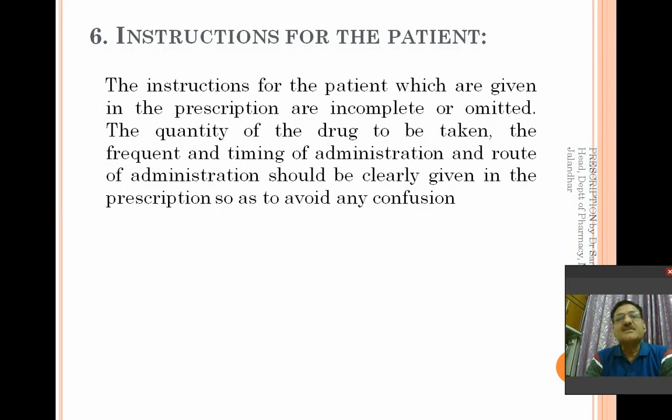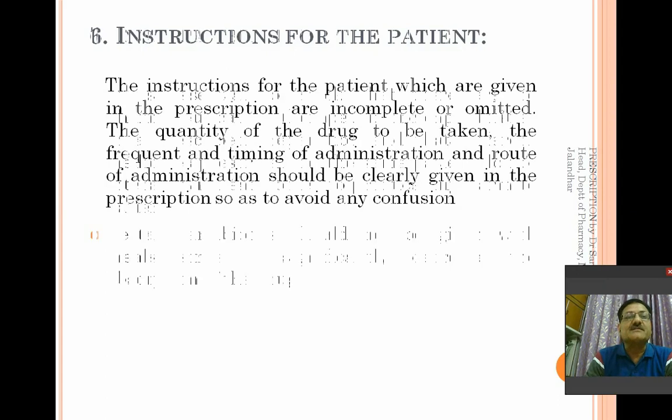Next, instructions for the patient. The instructions for the patient which are given in the prescription are incomplete or omitted. So it is also an error. The quantity of the drug to be taken, the frequency and timing of administration and route of administration should be clearly given in the prescription so as to avoid any confusion. If it is not clearly mentioned, then it should be asked from the physician.